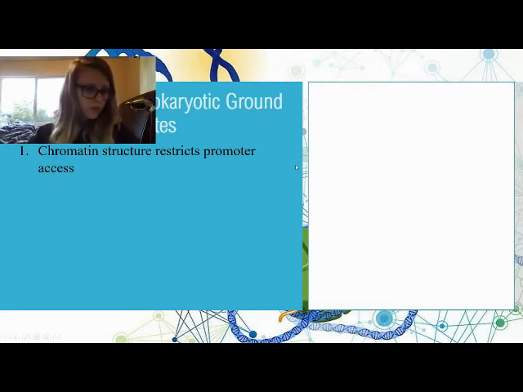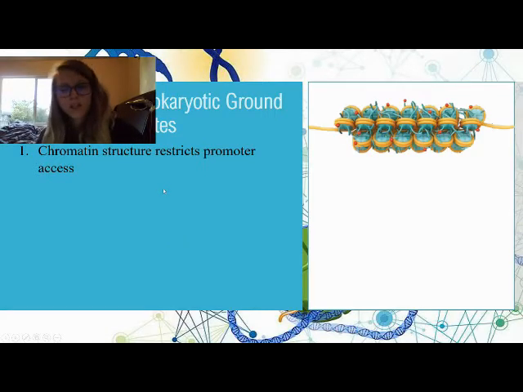There are four differences that distinguish the regulation of gene expression in eukaryotes from bacteria. The first being the chromatin structure restricting promoter access and therefore transcription. There are four differences in the regulation of gene expression in eukaryotes versus prokaryotes. The first being the chromatin structure restricting promoter access.